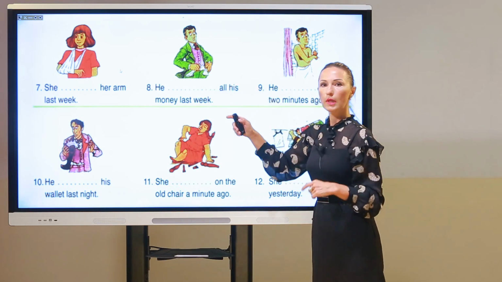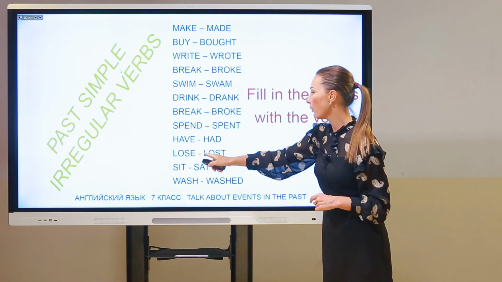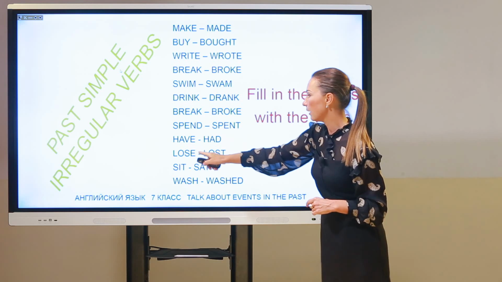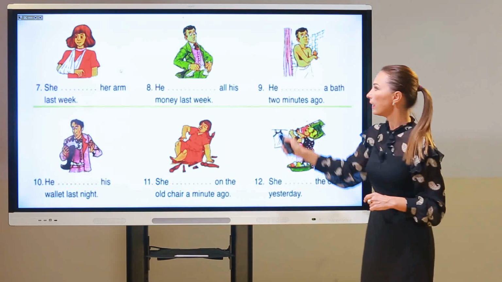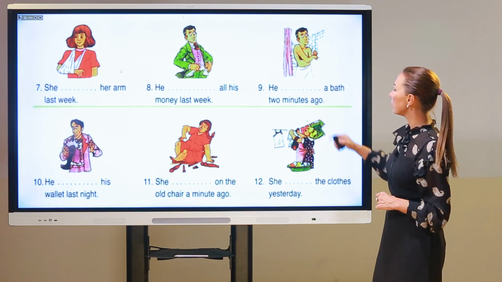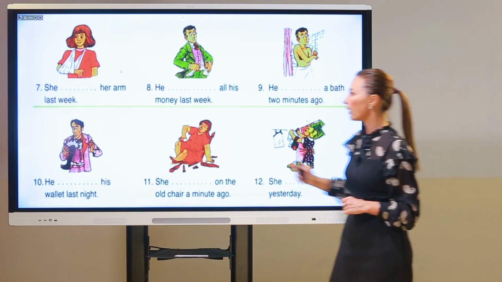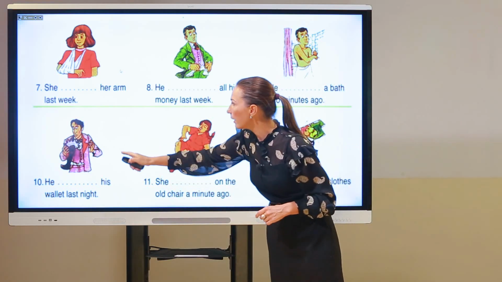Do you need to think about these verbs? What did he do? He lost. He lost all his money last week. What did he do? Have, had. He had a bus 2 minutes ago. What did he do?